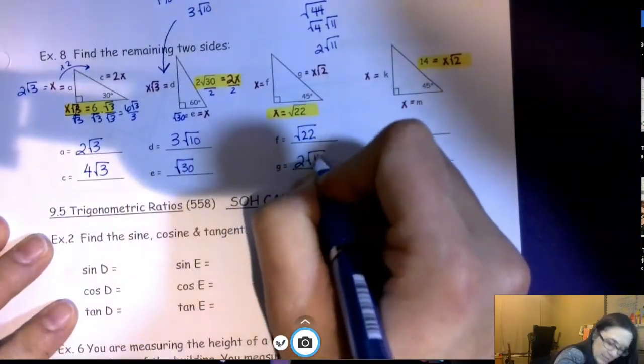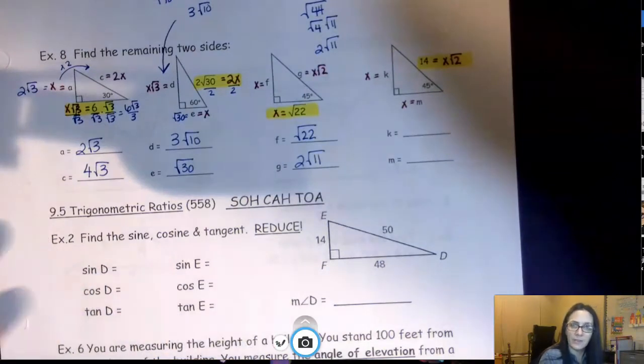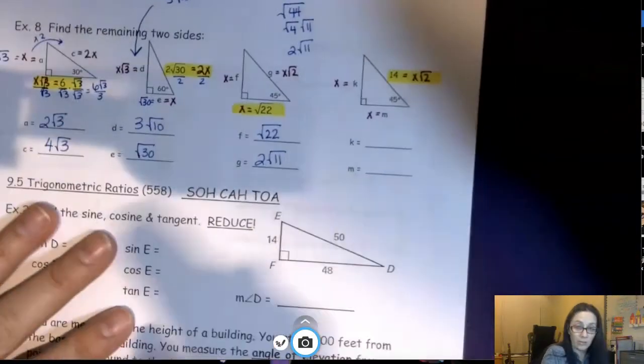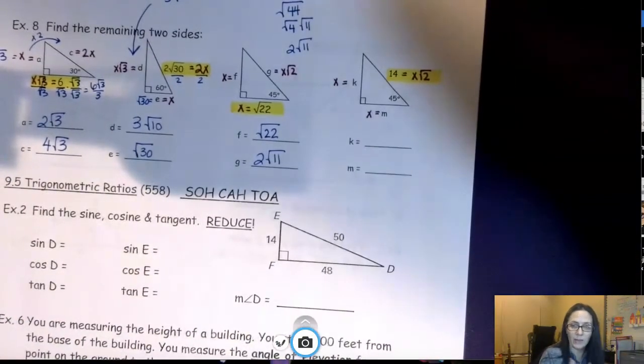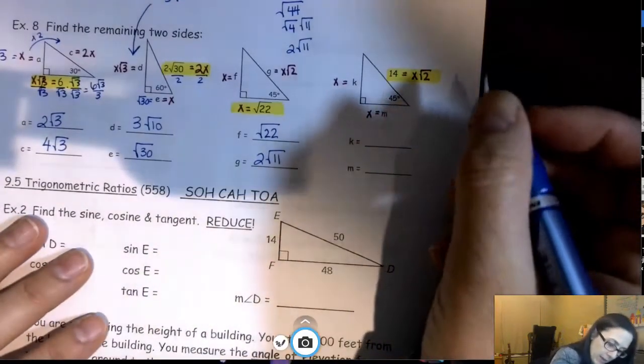I think these are the ones we did in class the other day, aren't they? They're the exact same ones. So hopefully you guys are practicing them though and not going back and looking at answers. You're working them out, practicing the steps again.